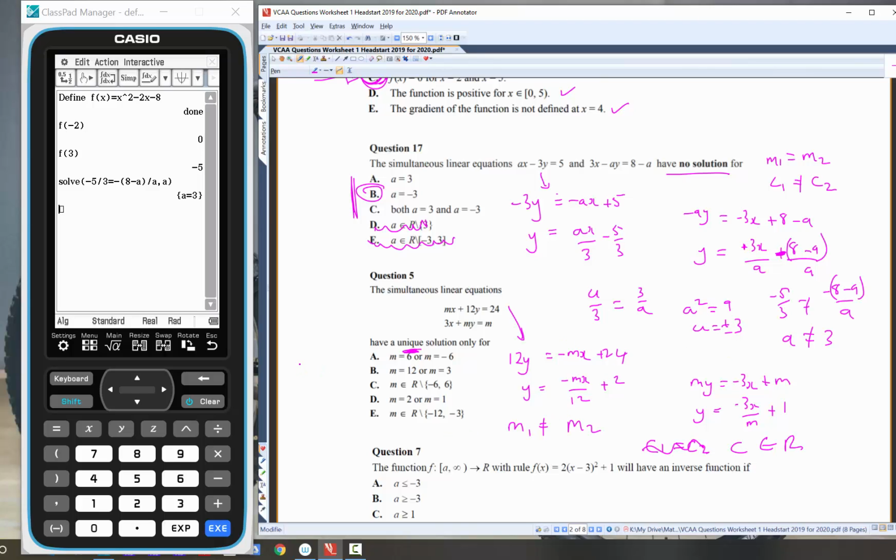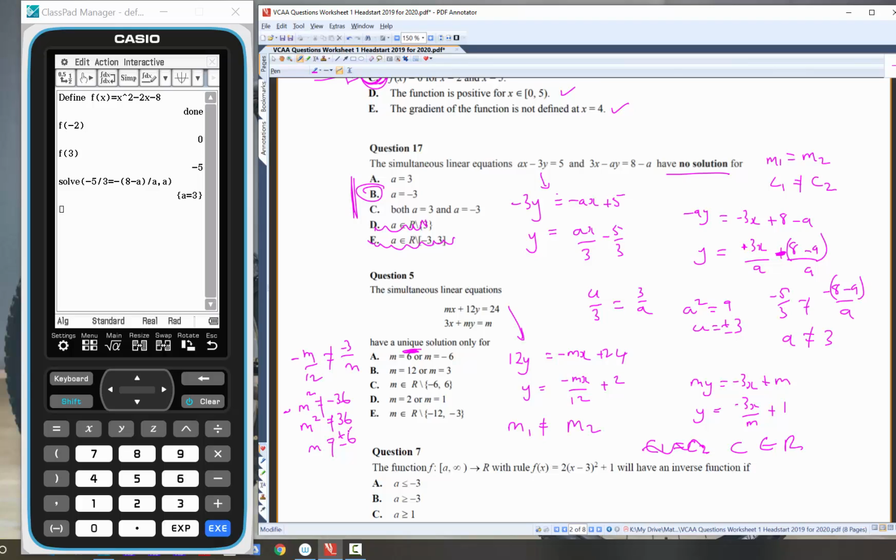So I'm just going to equate the gradients. Negative m on 12 is equal to negative 3 over m. Again, if you cross multiply, it just so happens that m squared equals 36, m is plus or minus 6. Okay, now here we remember what we're looking at is m1 cannot equal m2, so these must be not equal to each other. So basically m is not allowed to equal positive or negative 6.